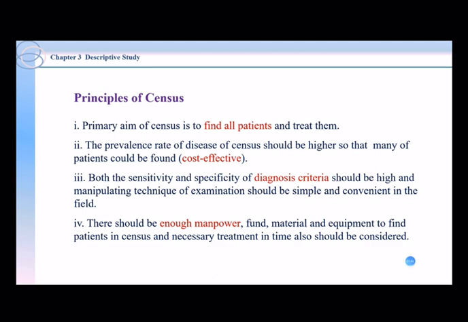In order to be more cost-effective, the prevalence rate of a disease in a census should be higher so that many patients could be found. Both the sensitivity and the specificity of diagnostic criteria should be high, and the examination technique should be simple and convenient in the field. In order to perform a census, we need enough manpower, research funding, and material equipment to find patients, and the necessary treatment in time also should be considered.